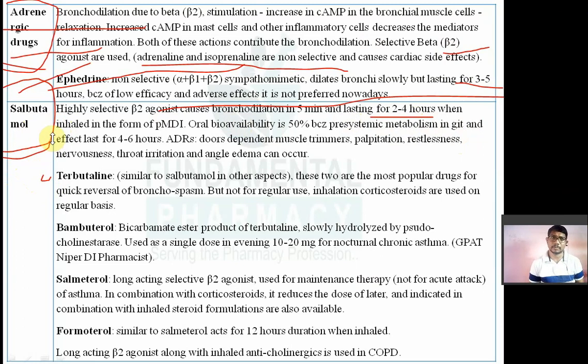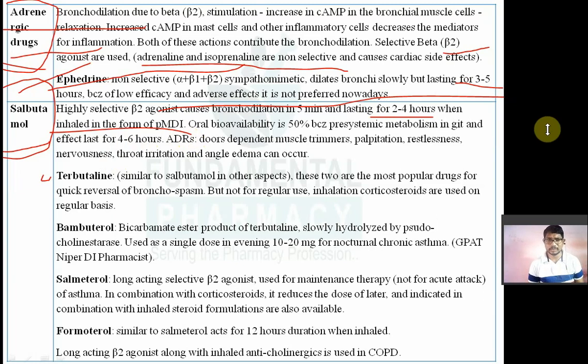When it is given in the form of inhalation, a pressurized metered dose inhaler, salbutamol, a highly selective beta 2 agonist, will start bronchodilation within 5 minutes, and the effect will last for 2 to 4 hours.